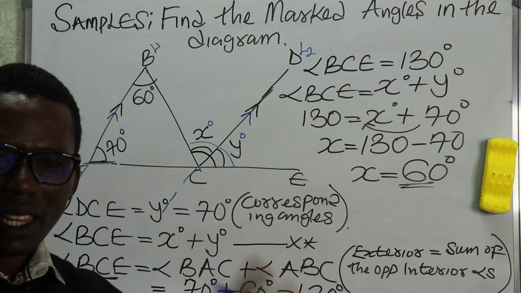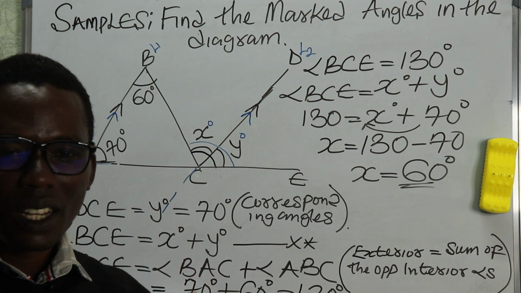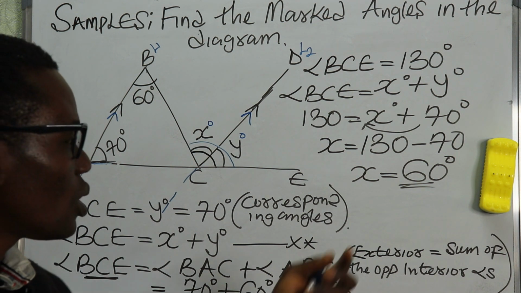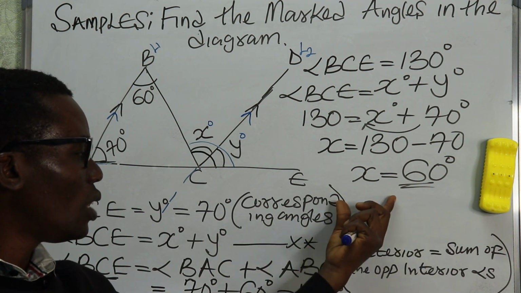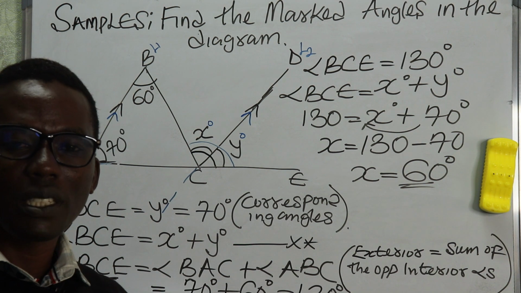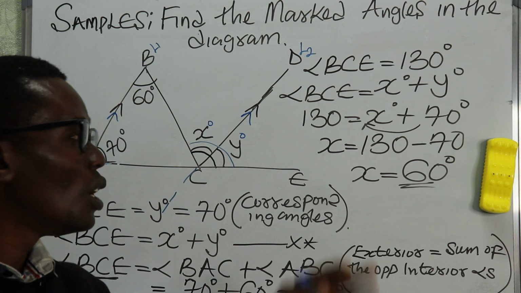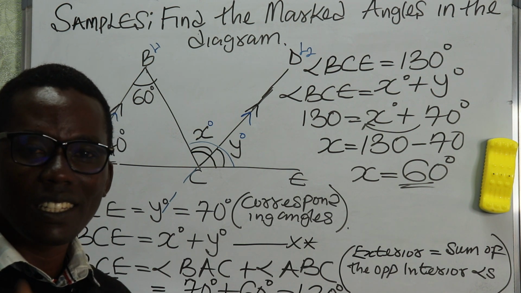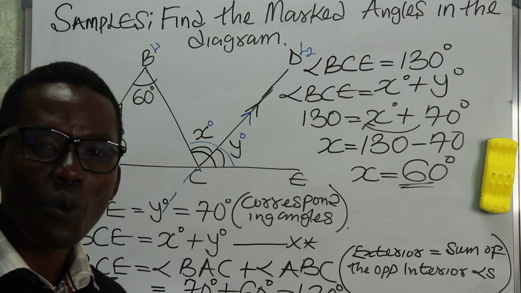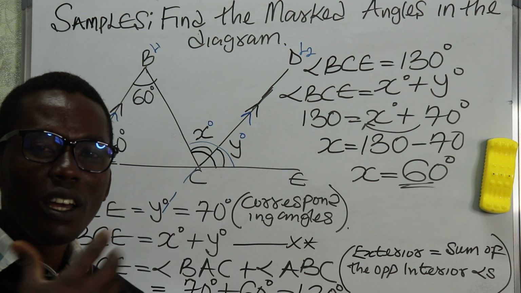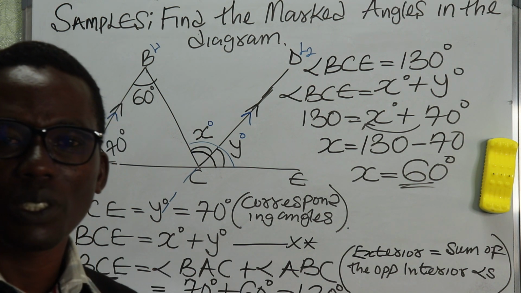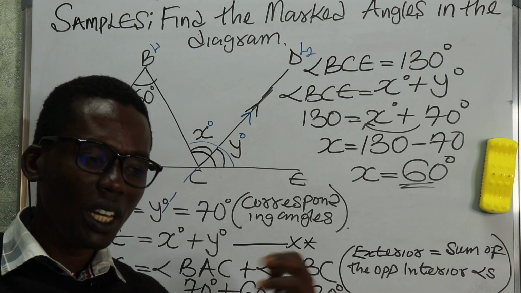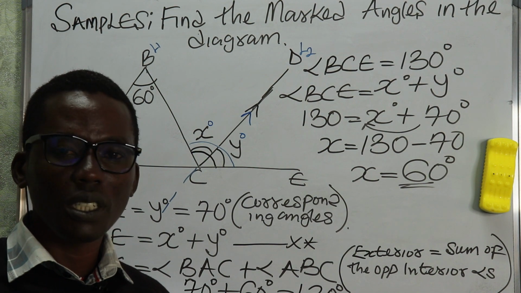This is how you analyze questions on geometry, and with such application of the knowledge you've gotten from the properties of lines and angles, you can be able to solve questions like this. Now let's analyze the second and final question and see how we can apply some of these properties of geometry on lines and angles in solving questions similar to this.